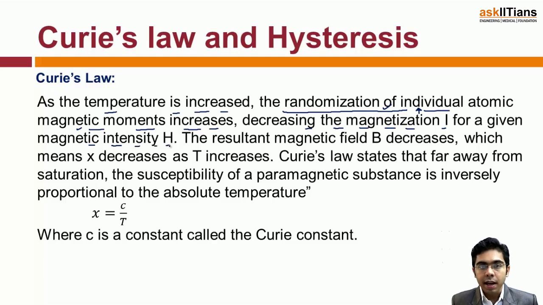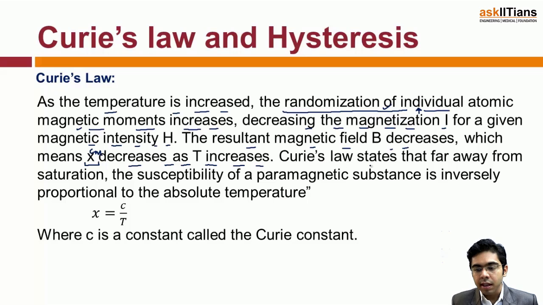So whatever magnetic intensity H you apply, accordingly your magnetization decreases. So the resultant magnetic field decreases, which means this χ is actually the susceptibility, which you have studied in the previous part as χm. So susceptibility decreases as temperature increases.